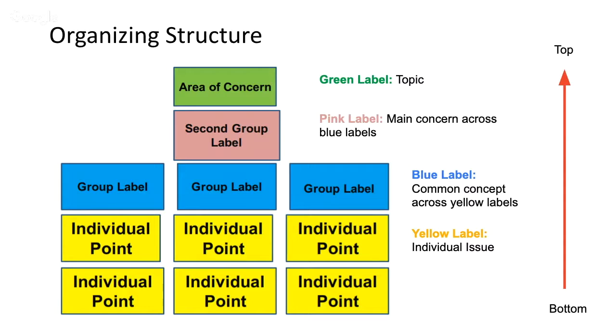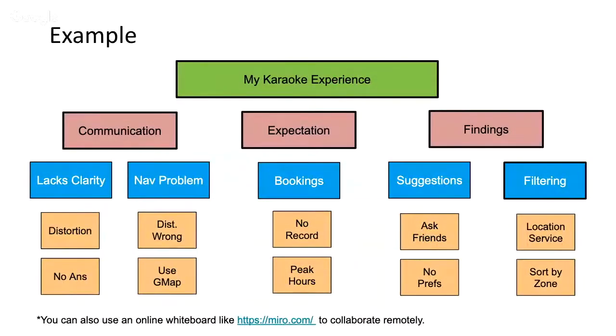Then of course, you have your green label, which is your topic that summarizes the entire set of posting notes, or affinity notes. This is an affinity diagram that I did for the karaoke app the other time. Let's work from bottom to top. We have things such as no answer, where you don't receive an answer on a phone call when you are making a query about a booking location. Then you also have line distortion. If you think about it, the main issue with these two post-its points towards the lack of clarity.